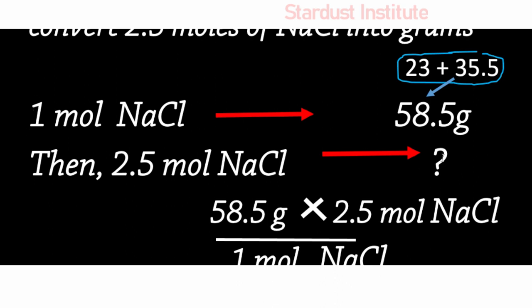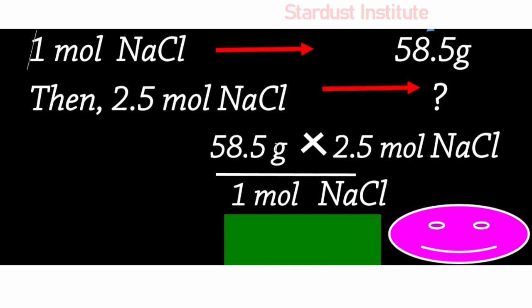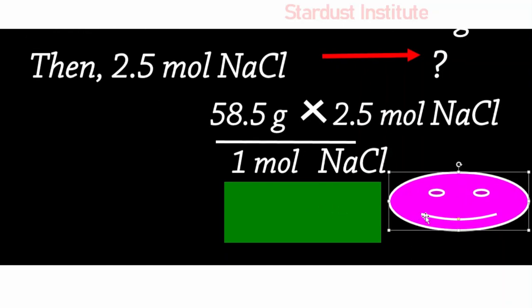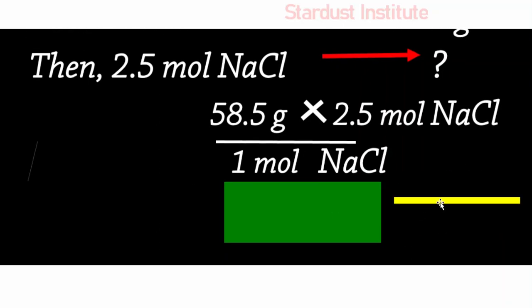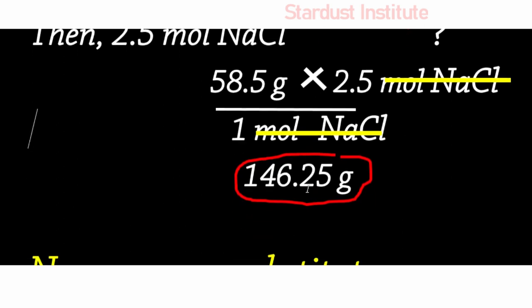We can find the answer in this way. 58.5 grams divided by 1 mole NaCl multiplied by 2.5 mole NaCl. We should cancel out units, mole NaCl, mole NaCl. Then we get 146.25 grams. But this is not our main answer.